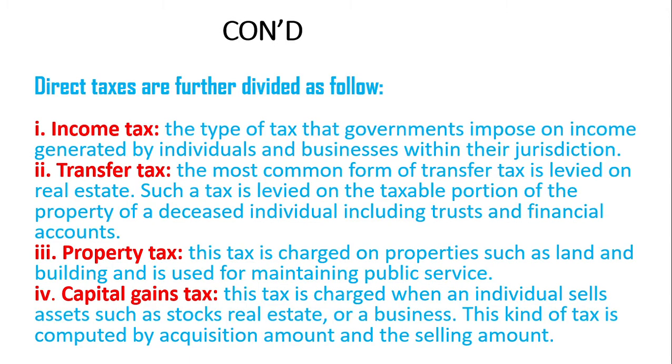The fourth is capital gains tax. This tax is charged when an individual sells assets such as stocks, real estate or businesses. Capital gains tax is the tax levied on individuals when they sell or transfer their assets. This kind of tax is computed by the acquisition amount and the selling amount. It can be levied on real estate as well as business firms when they are sold. That is called capital gains tax.